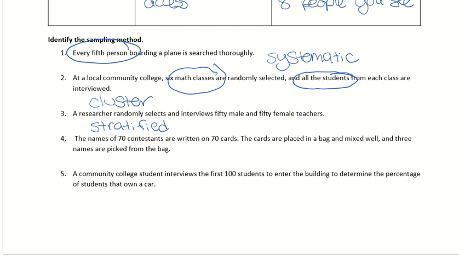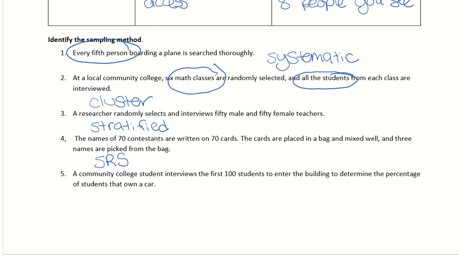All right, the next one. The names of 70 contestants are written on 70 cards. They're placed in a bag, mixed well, and 3 names are picked from the bag. This is simple random sampling. No sorting, no groups, just put all the names in the hat, pick a few.